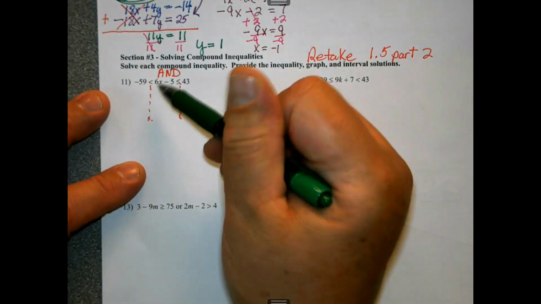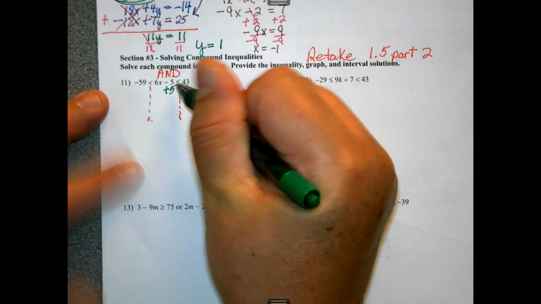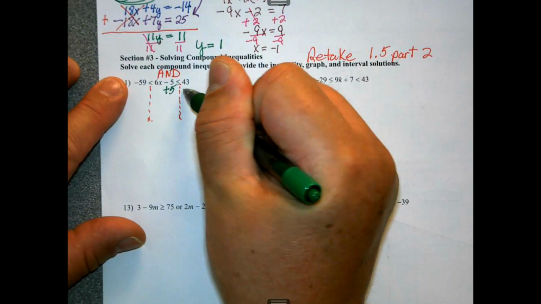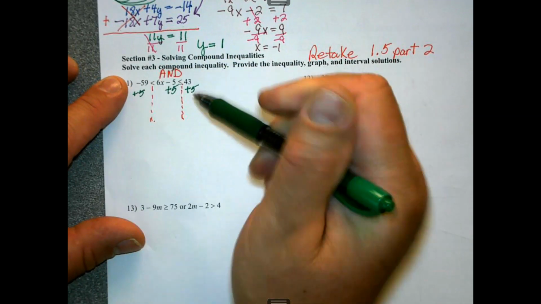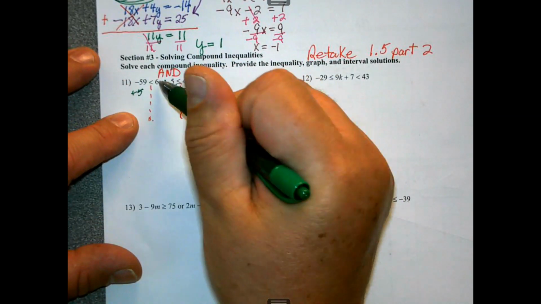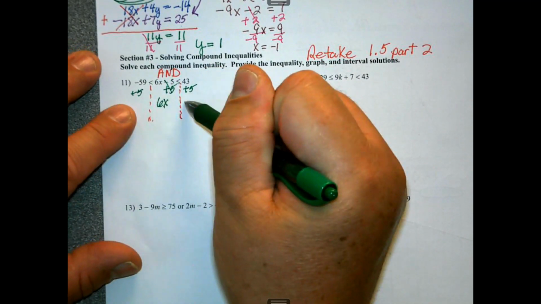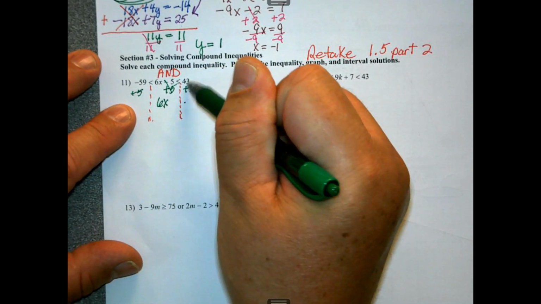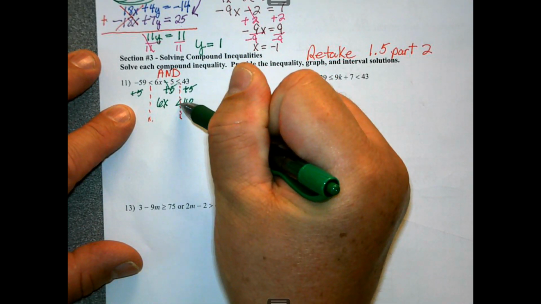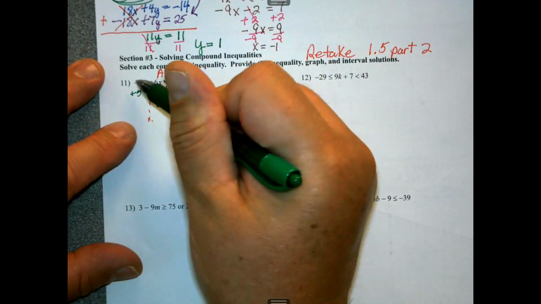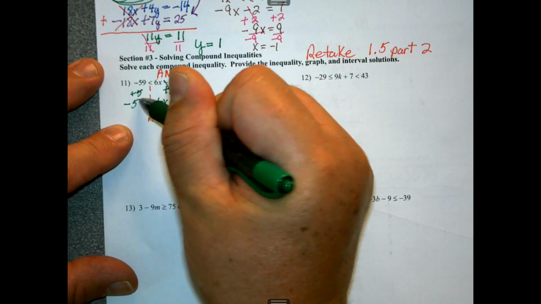I have to solve and get x by itself. So I'm going to add 5. There's the middle. Then work yourself out. Add 5 here. Add 5 here. Okay, these cancel. Bring down my 6x. Go out to your sides. 43 plus 5 is 48. We're adding, so keep the sign. Negative 59 plus 5 is negative 54. Keep the sign.